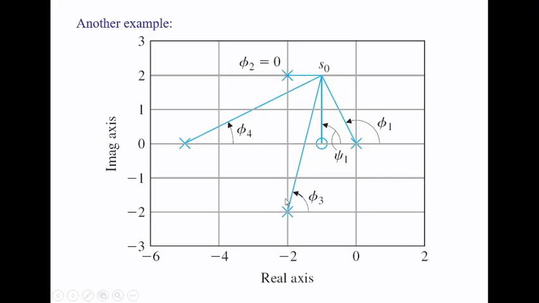Now we are writing the summation of angles due to zeros minus the summation of angles due to poles. So the angle of g of S0 will be psi 1, because there is no other zero. We have only one zero, so we will write psi 1 minus phi 1 minus phi 2 minus phi 3 minus phi 4. This is how we determine the angle of g of S0. Now if this angle is equal to 180 degrees, we will say that this point is located on the root locus. If it is not equal to 180 degrees, we will say that this point is not located on the root locus.